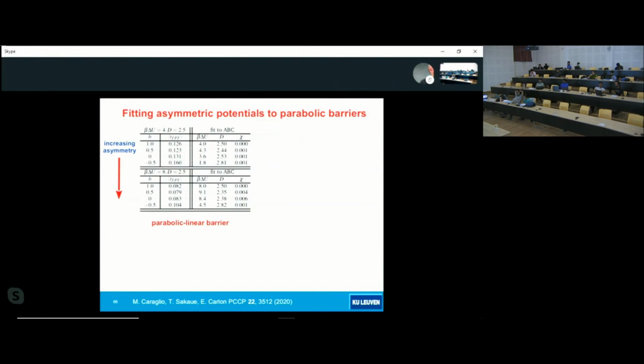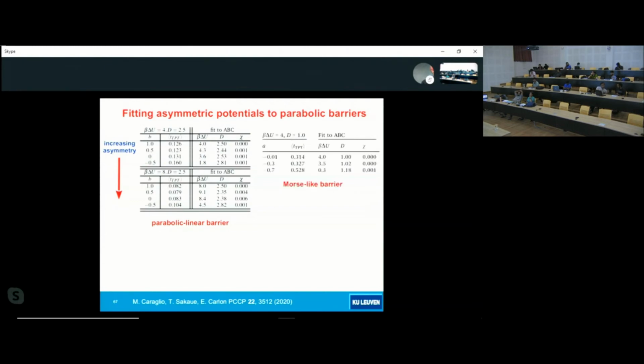And now we fit these shapes of transition path time distribution to a parabolic case. Of course, in the case B equal to 1, we find back delta U equal to 4 and D equal to 2.5, because B equal to 1 is a parabolic potential. But when we increase the asymmetry, you see that the estimate of beta delta U is very, very varying. And if your asymmetry is strong enough, you get a factor that is larger than 2 sometimes, whereas D remains quite constant. The variation in D, the diffusion coefficient, is much smaller.